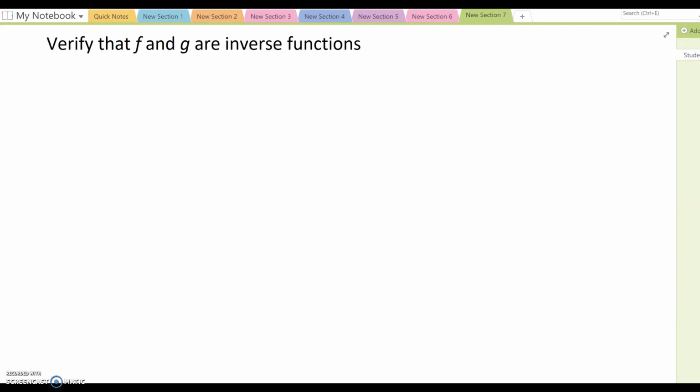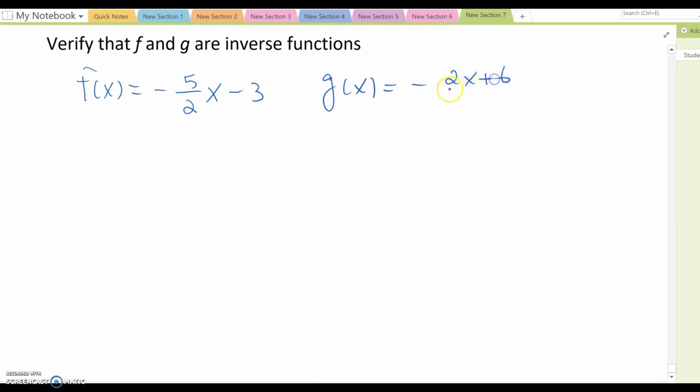Verify that f and g are inverse functions. So let's look at the given two functions. f(x) equals negative 5 over 2x minus 3, and g(x) equals negative 2x plus 6 over 5.